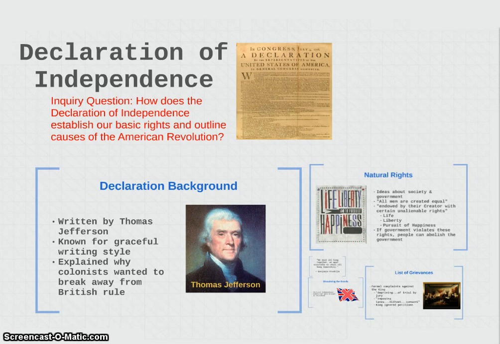So, as you look at our inquiry question, we see, how does the Declaration establish our basic rights? Our basic rights are the life, liberty, and pursuit of happiness given to us by a Creator, and that all men, people, are created equal. When they say men, it does not mean man, it means all of mankind. And then how does it outline the causes of the revolution? There's 28 grievances. Each of these grievances ties to a cause of the revolution based on what the king has done in previous years. Tomorrow in class, we will actually be reading the Declaration of Independence.